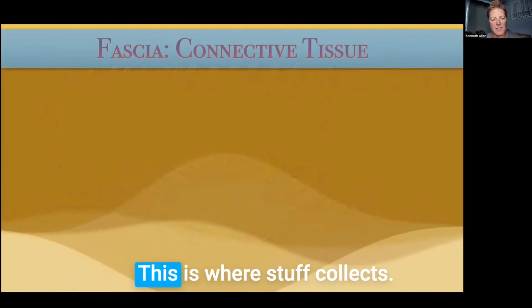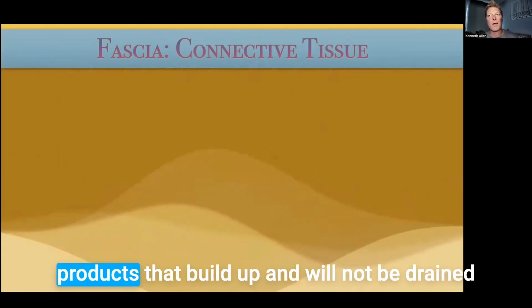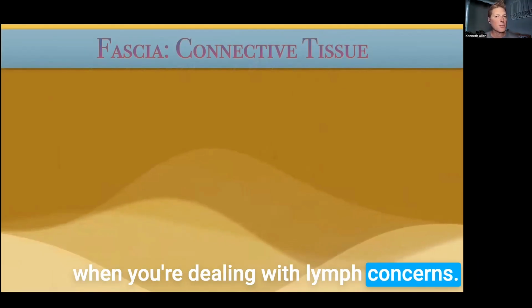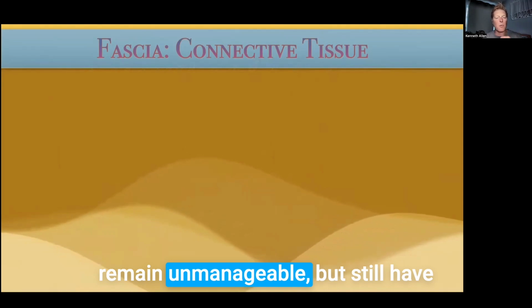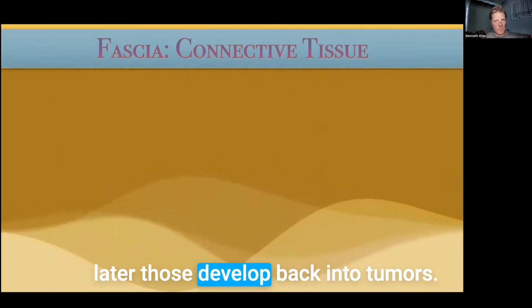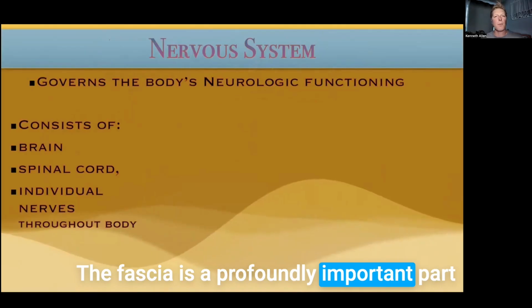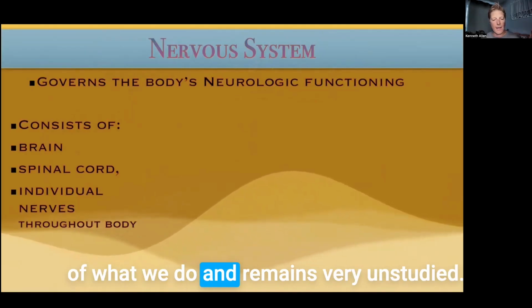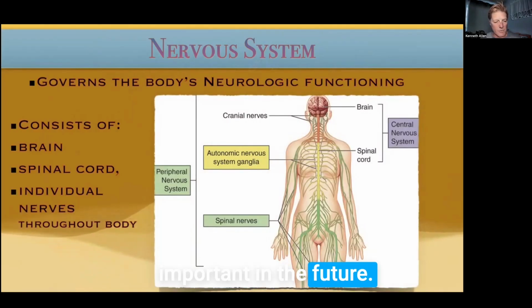Very interesting stuff. This is where stuff collects. This is indeed where there would be waste products that build up and will not be drained when you're dealing with lymph concerns. This is where tumor cells will nest and remain unmanageable, but still have one or two hiding in there so that years later, those develop back into tumors. The fascia is a profoundly important part of what we do and remains very unstudied. I think that will be, as I mentioned, important in the future.